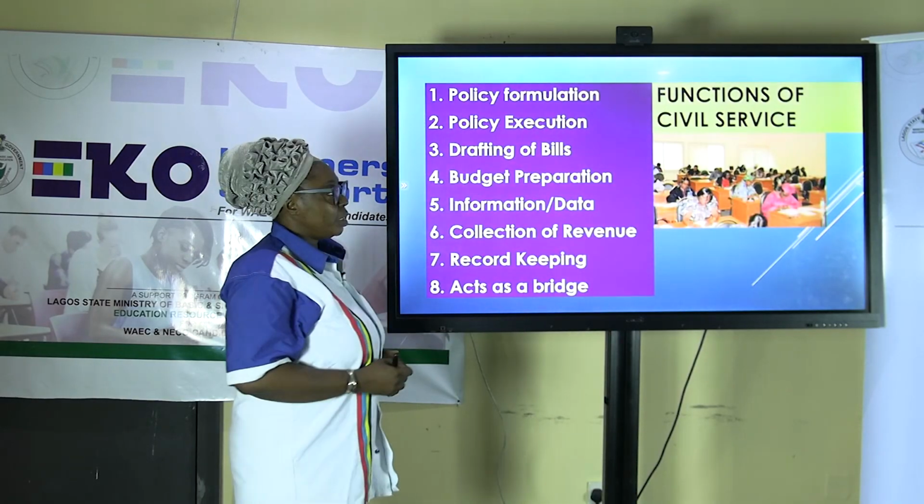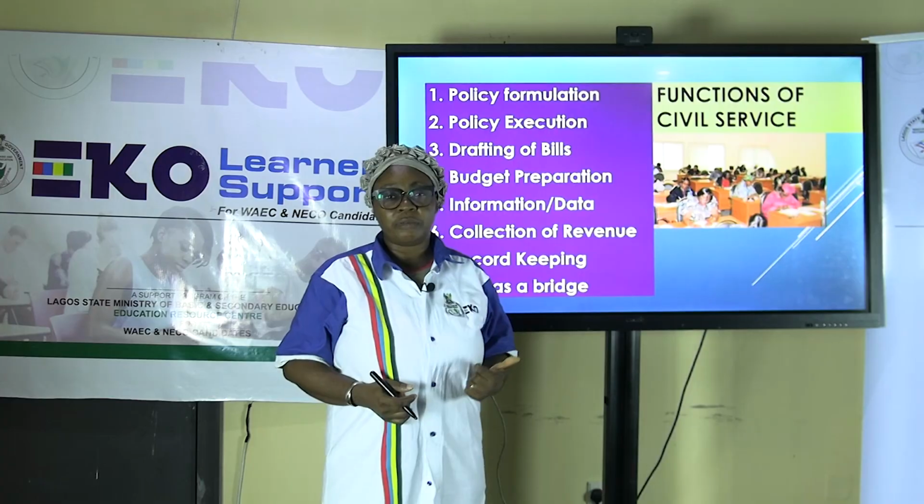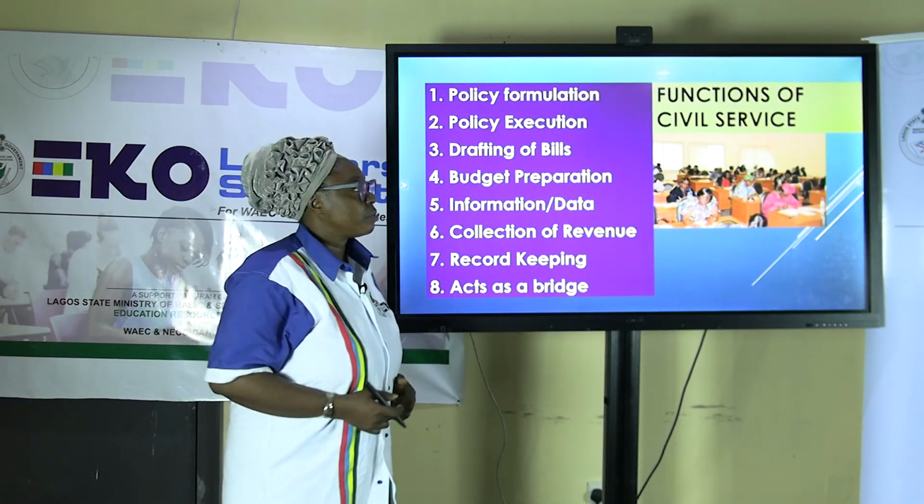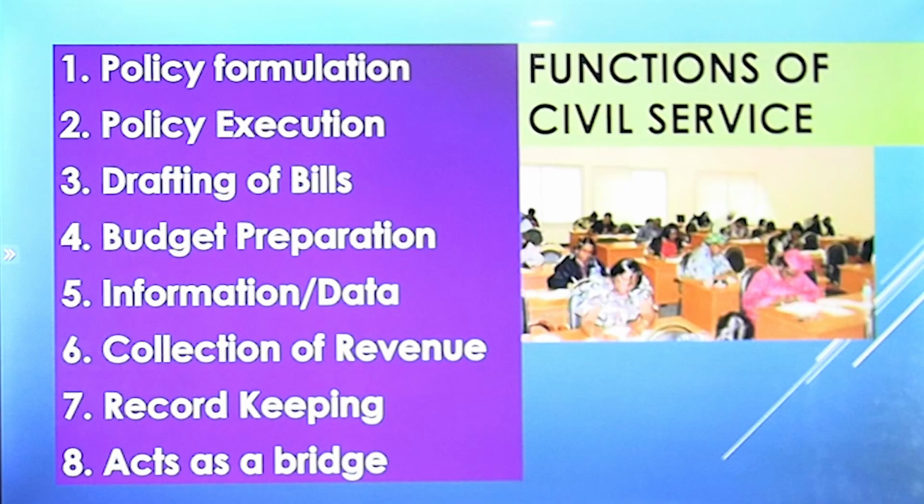Now we move to the functions of the civil service. Number one, policy formulation. When you look at the structure from number 1 to 5, you see that especially at the top, they are there to formulate policy for the government, things that the government will do. The directors, the permanent secretary, they formulate policy for the government.